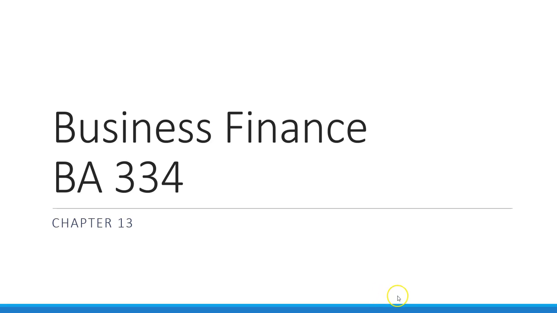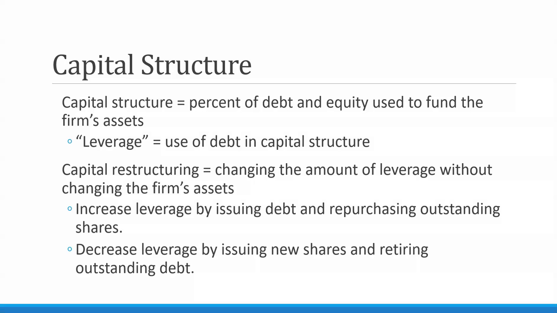In Chapter 13, we continue our discussion of a company's capital structure. And we talk about what happens if a company restructures their capital structure or is trying to find an optimal capital structure. So the optimal capital structure is one that maximizes the value of our cash flows. This is often called the firm's target capital structure as well.